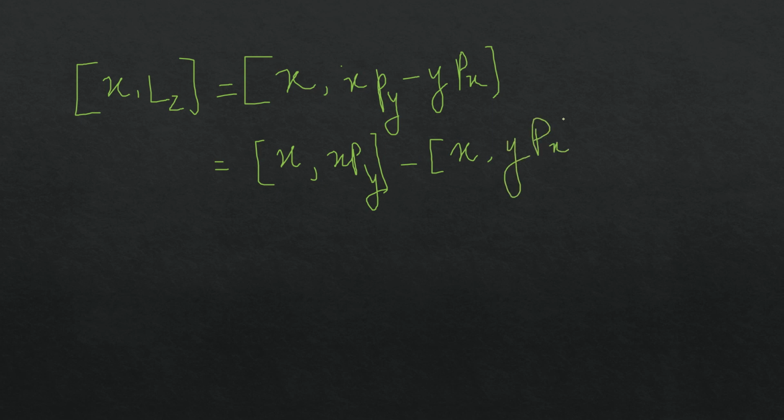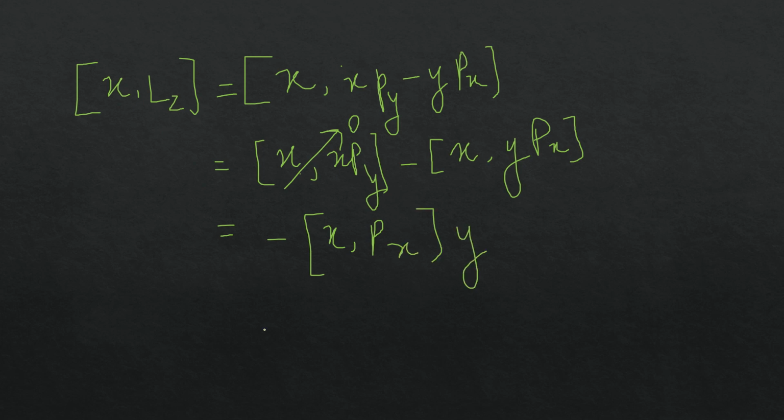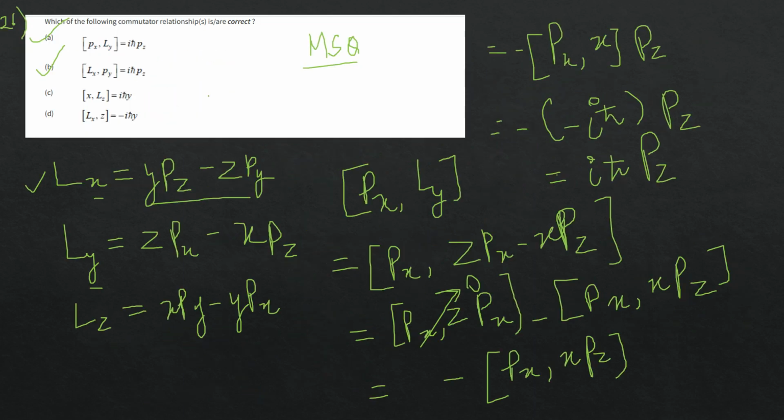So [x, xpy] is 0, right? And this one, how much? I will take y out. So [x, px] y. [x, px] is how much? Minus iħ y. In the option, iħ y is only there, so this should be minus. So this one is wrong.